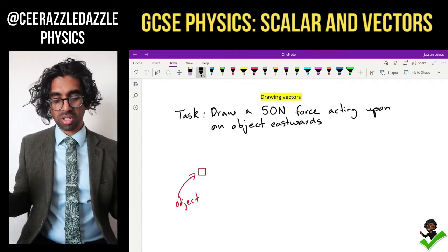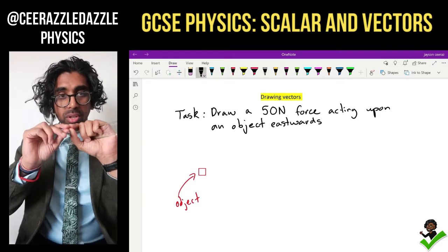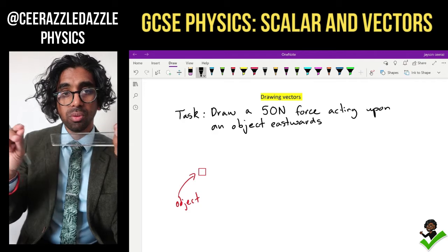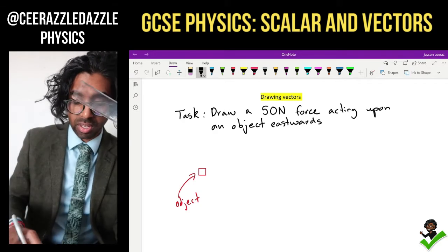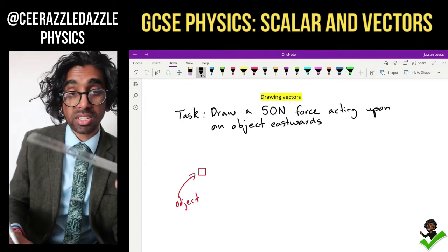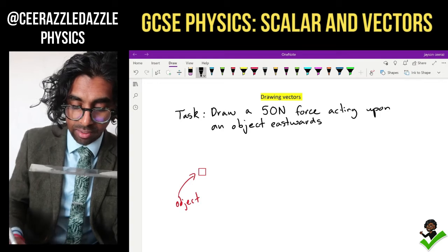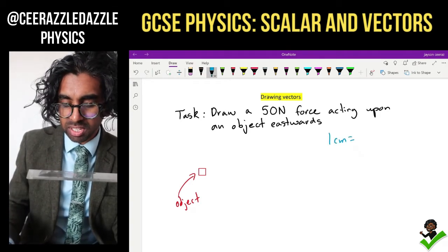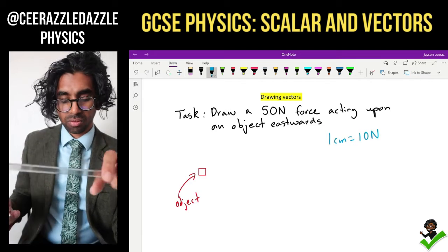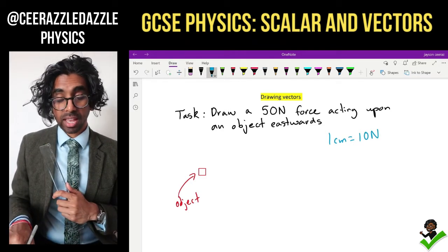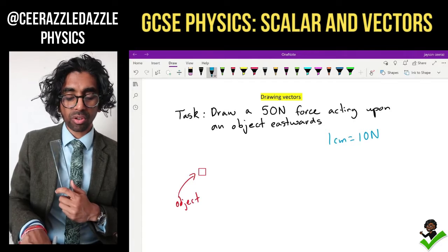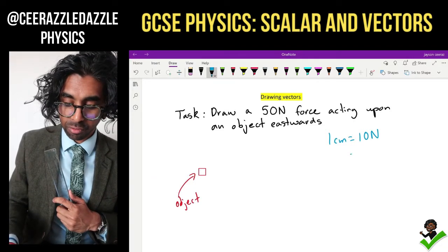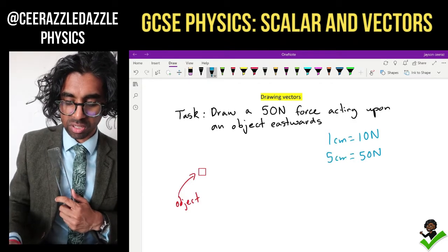You just don't do it willy-nilly. All you've got to do is decide a scale to draw your vectors. So first of all, I need a scale diagram. Let's just say 1 centimeter represents 10 newtons. Now I've decided my scale, I can work out how I'm going to draw 50 newtons. For 50 newtons, I therefore need 5 centimeters.